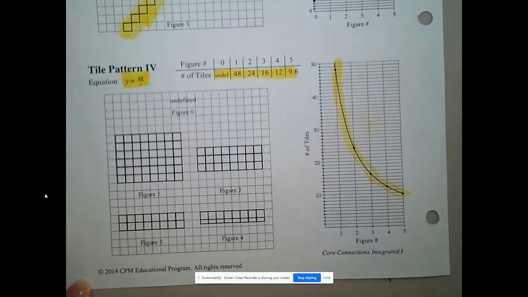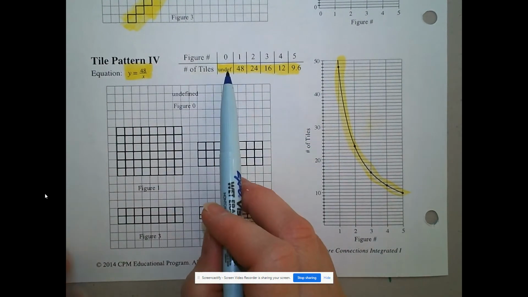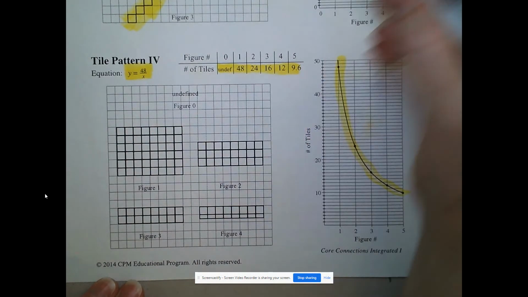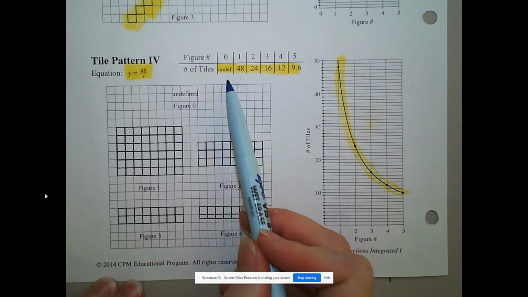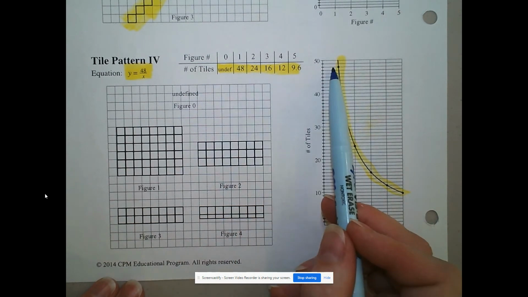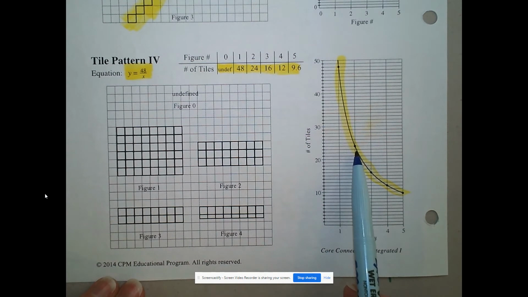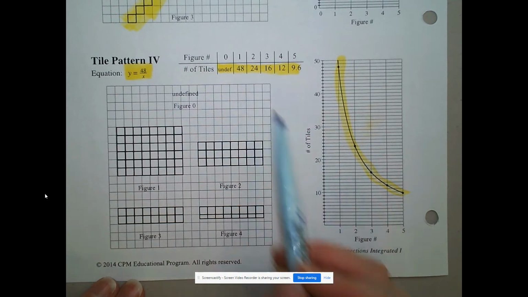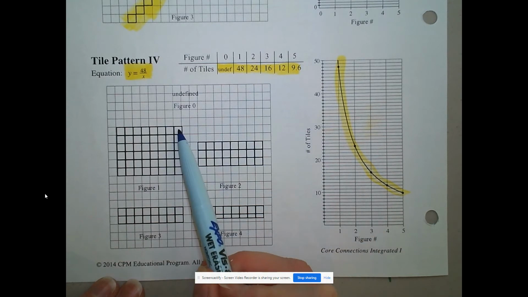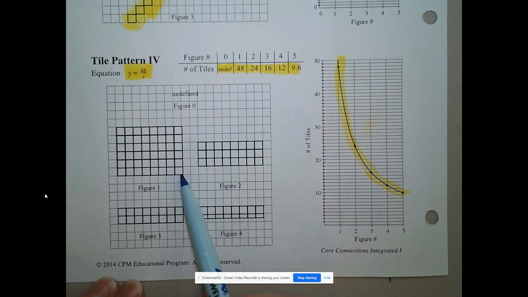We've also got tile pattern 4 to look at. Tile pattern 4, at 0, it's undefined, meaning when x is 0, we have no idea how high y can go. So we really don't even use that very much. We would start here at figure 1, which has 48 tiles, and then figure 2 only has 24 tiles. So you'll notice that's half. 24 goes down to 16. Not half, but 2/3.